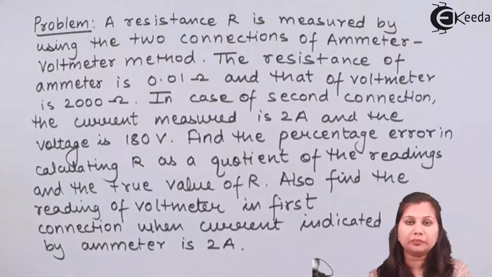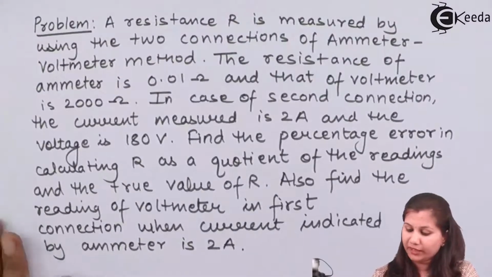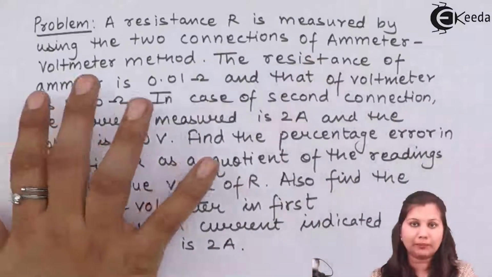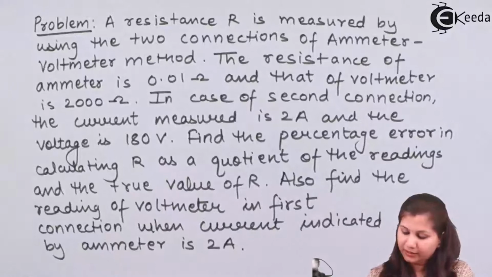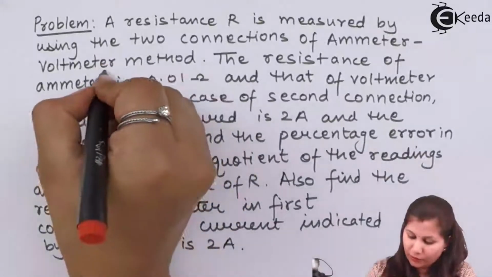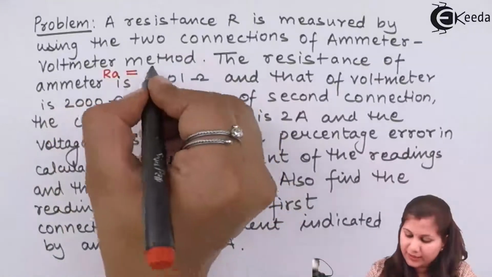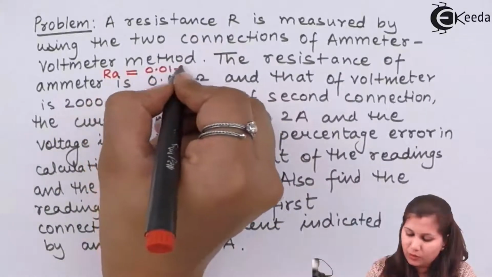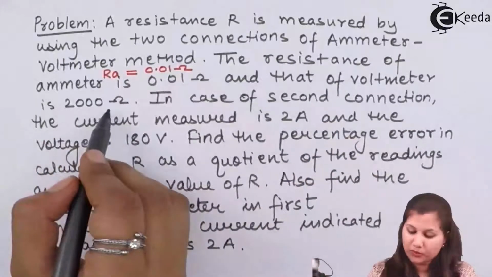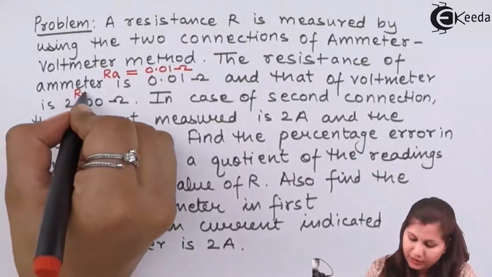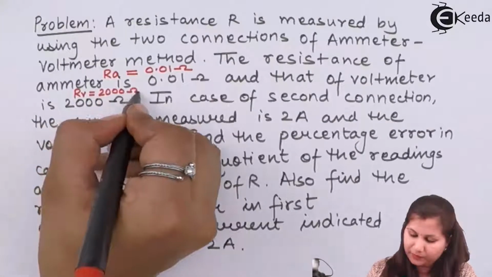In the ammeter voltmeter method, there are two connections. Here in the question we are given that the resistance of the ammeter, that is RA, is 0.01 ohm, and that of the voltmeter, RV, that is the resistance of the voltmeter, is 2000 ohms.